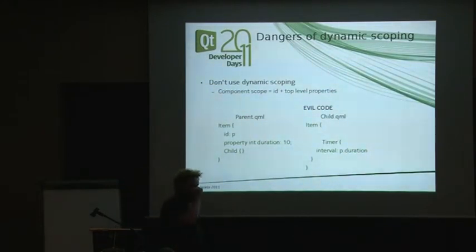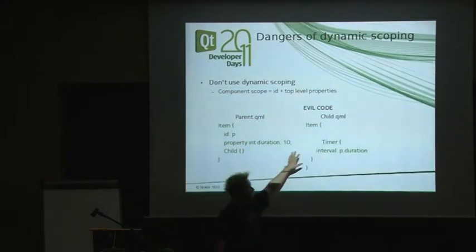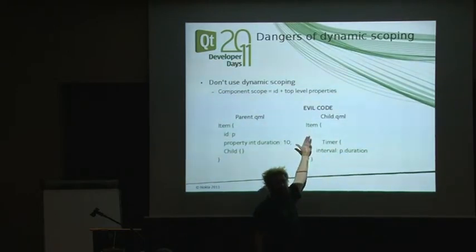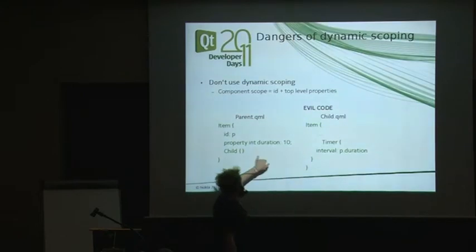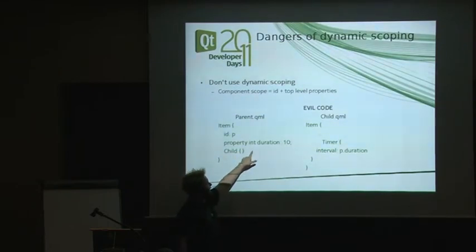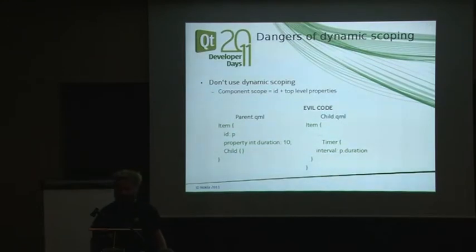The thing to solve here basically would be to have a property here called interval. It could be its own property or an alias of that property, and then it's set here. So here would be interval dot duration, equals duration. Okay.